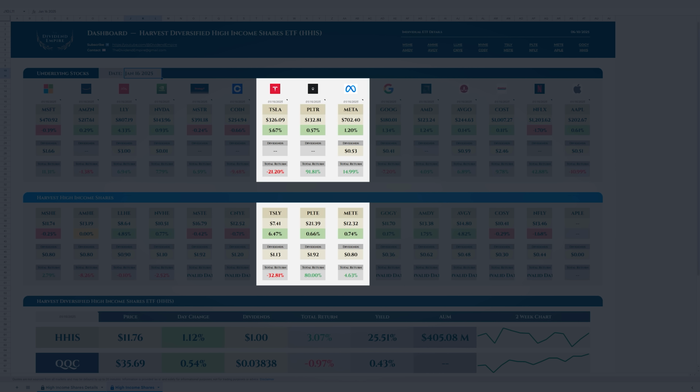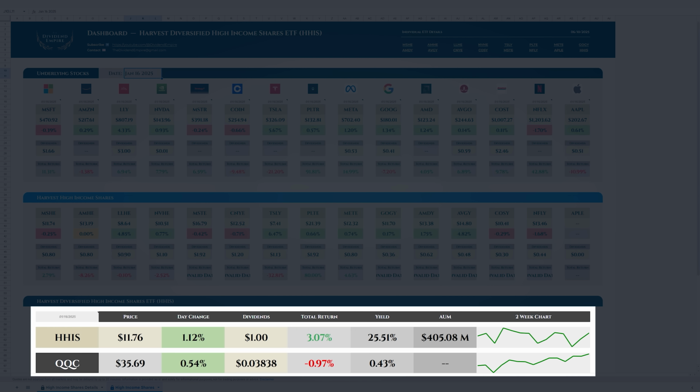different time period. Before I forget, we also have to talk about HHIS at the bottom section here. If you had invested into HHIS on the inception date, you would now be up by 3.07% in total return. While QQC, which is the unhedged Nasdaq index, would actually be down right now by negative 0.97% in total return. That's a difference of 4.04%, which is quite significant and something definitely to be happy about as a HHIS shareholder.